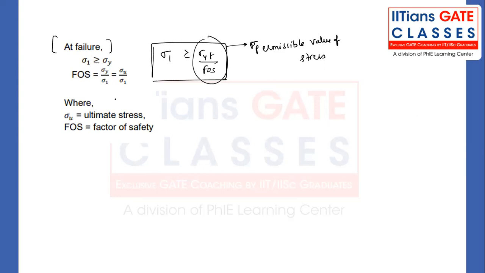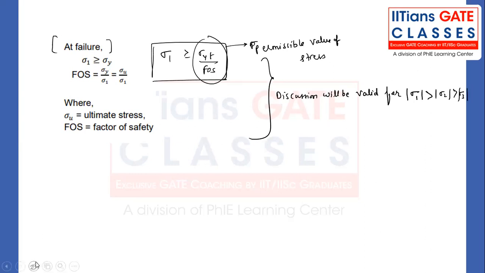But my dear friend, my question is, all this discussion will be valid for sigma 1 more than sigma 2 more than sigma 3. What are we writing? Sigma 1 is more than sigma 2 more than sigma 3. This discussion will be valid when sigma 1 is more than sigma 2 more than sigma 3.